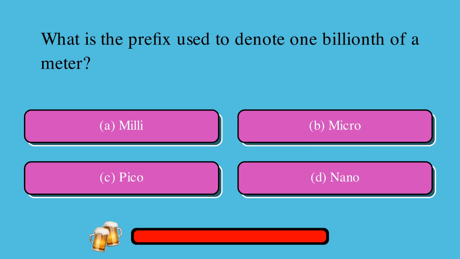What is the prefix used to denote 1/1000th of a meter? A, milli, or B, micro, or C, pico, or D, nano? The correct answer is D, nano.